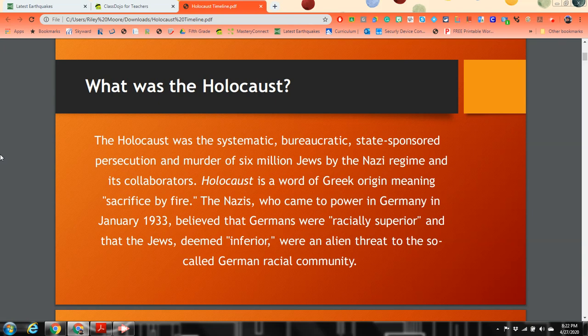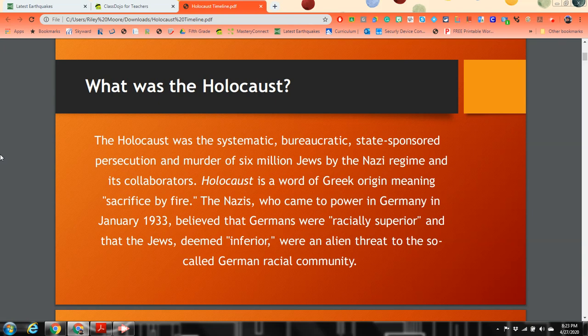The Nazis, who came to power in Germany in January of 1933, believed that Germans were racially superior and that the Jews were deemed inferior, which means below them. They were an alien threat to the so called German racial community. And this was all the belief that Adolf Hitler brainwashed these people into believing, that if you fit into a certain mold, for him, the certain mold was blonde, blue-eyed, or light shaded eyes, you were what they would call the Aryan race. You were the perfect race.